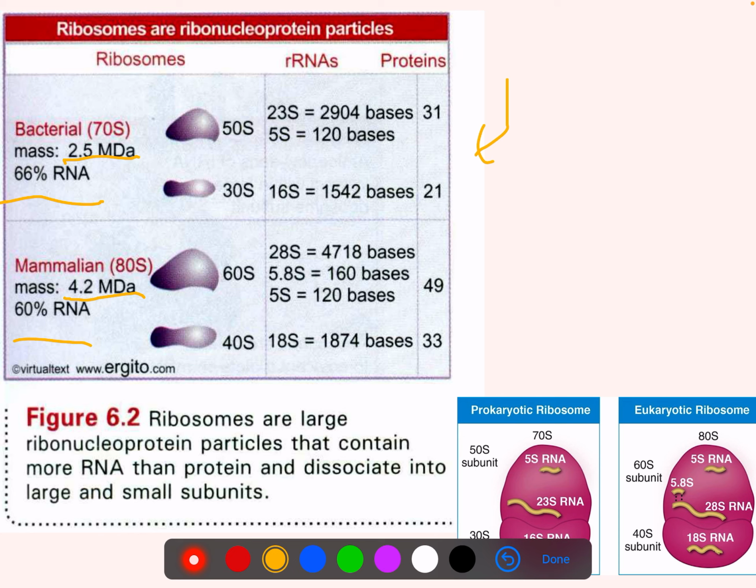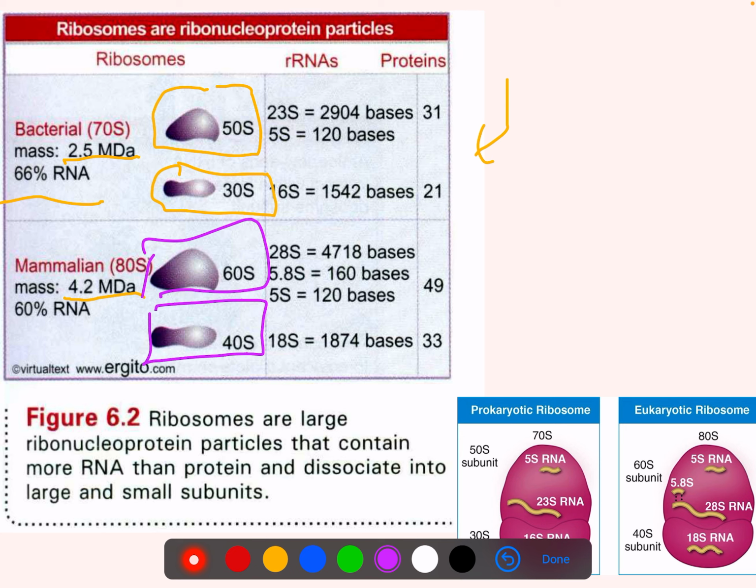And the separate subunits, the large and the small subunits, are also different masses when you compare bacterial and mammalian, and we call them by different names. So for the bacterial ribosome, you might hear the large subunit referred to as the 50S and the small subunit referred to as 30S, whereas with mammals we have the 60S and the 40S.